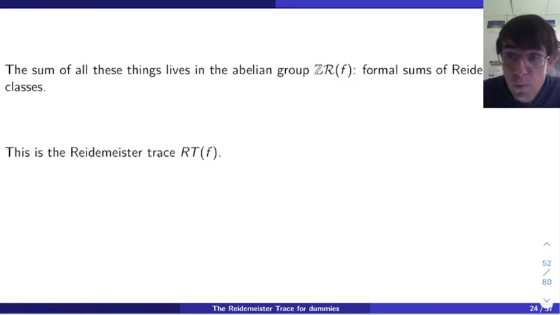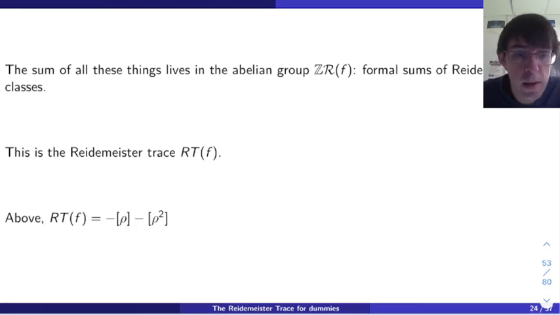And this actually, what I just said, the sum of the things, that is the Reidemeister trace. That's what this talk is allegedly about. This is called the Reidemeister trace, and we write it this way, RT of F. So in that example that I just had, the Reidemeister trace is negative rho. I put the brackets, that means the equivalence class of rho, and then minus rho squared.